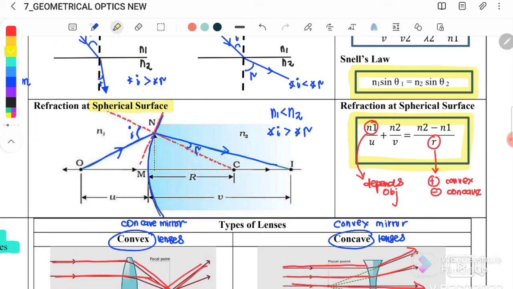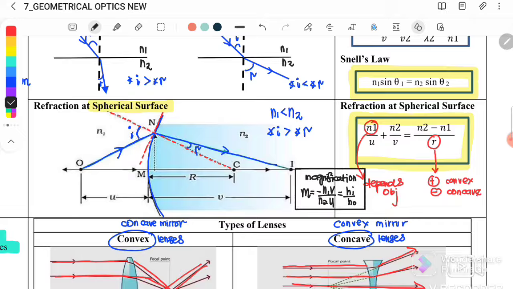Okay, so another equation that we will use for the refraction at a spherical surface is the magnification. The magnification for the spherical surface is m equals negative n1 times v over n2 times u, or h image over h object. So this is another equation that we will use for the spherical surface.